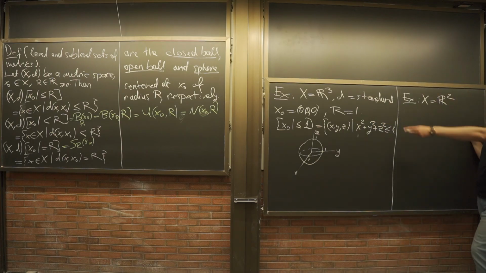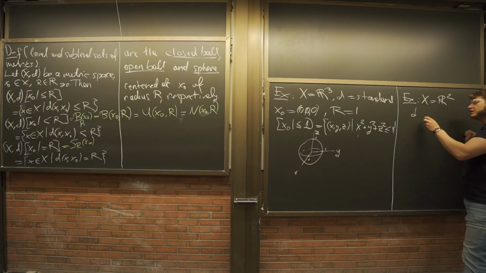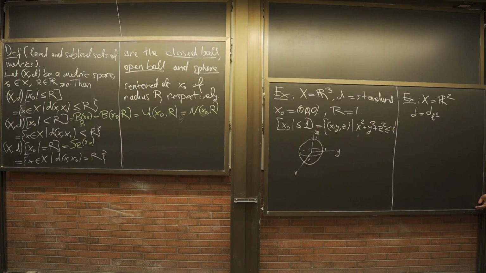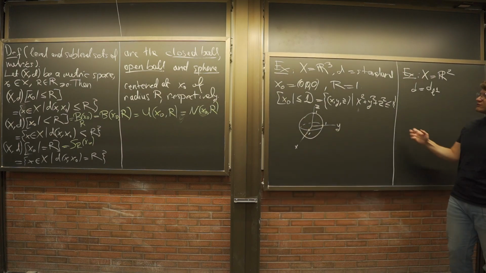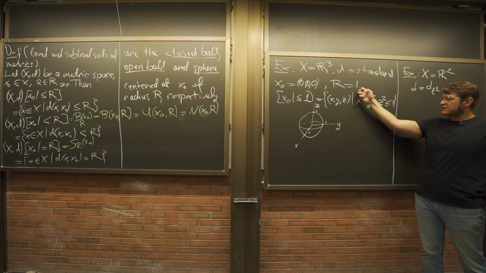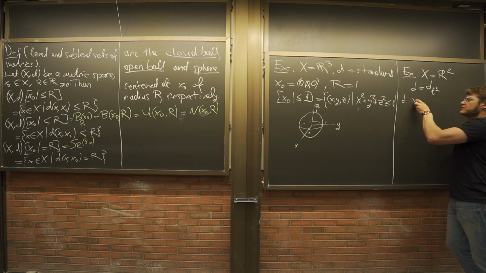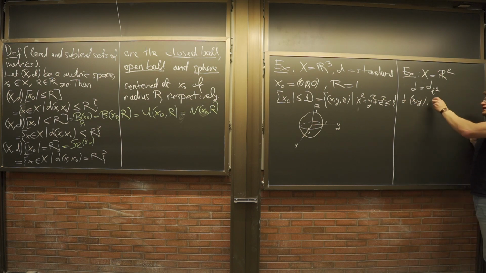But for instance, what I can do is, instead of using this L2 metric, I can use the L1 metric. Let me remind you, instead of looking at the squares, you look at the first powers of the components. And so here, d of (x, y) and (x bar, y bar) is the absolute value of x minus x bar plus the absolute value of y minus y bar.